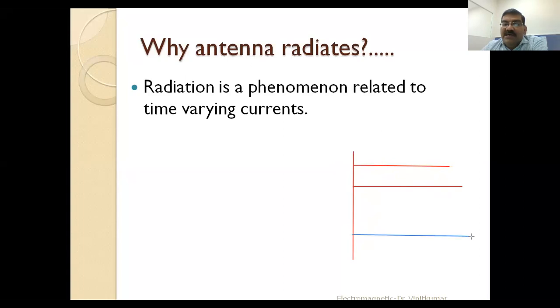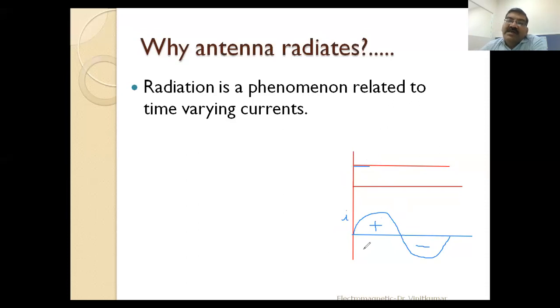But if we take alternating current, what will happen? You have a positive half cycle, a negative half cycle, and so on. Here this is your positive half cycle, and here this is the negative half cycle. Suppose I take this as the current I. So it has positive and negative half cycles. Here it is steady and continuous. So this is your DC current, and this is your AC current.